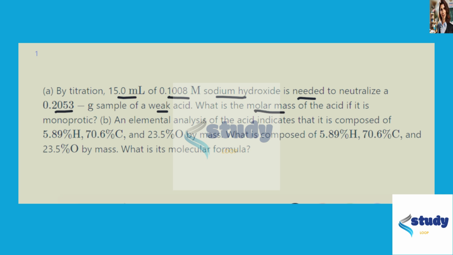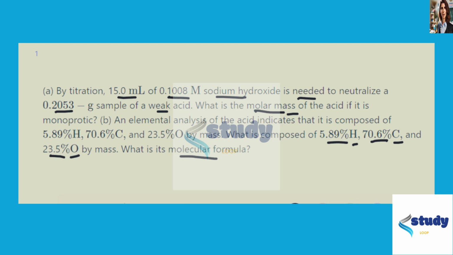Then the second part, we have to find out the molecular formula. And to do that, what we have to do first is we have to consider each percentage mass as a mass in gram. And then we have to find out the number of moles of each entity here, hydrogen, carbon, and oxygen. Then we have to divide each number of moles by the smallest number of moles to get a simplest whole number ratio of the number of moles. And from that simplest whole number ratio, we can find the empirical formula of the weak acid, and then utilizing the molar mass and the empirical formula mass, we can find out the molecular formula of the acid.